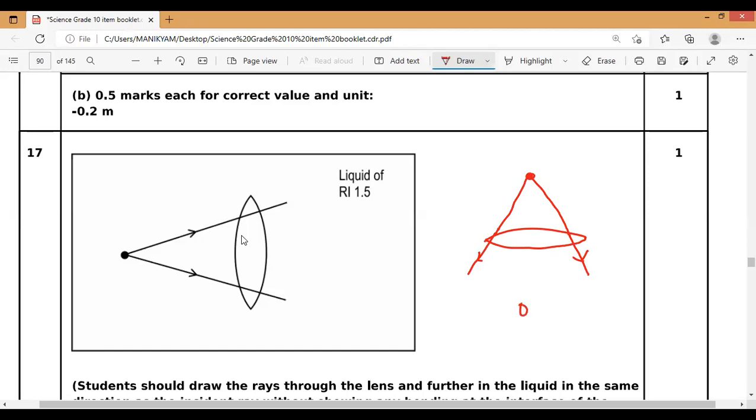Whatever it is, for example, if they have given from this point, it doesn't matter wherever it is. It will go in a straight line. Okay, Sai. So that you have to remember: if the refractive index is the same, or the light is incident perpendicularly, no refraction will take place.